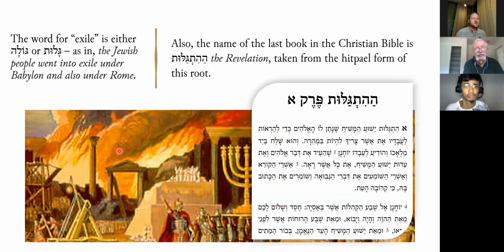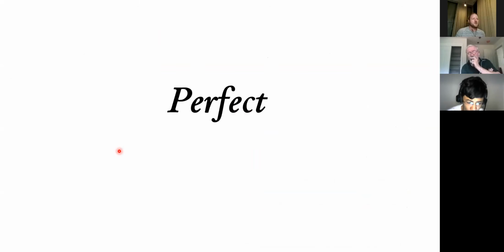This is the opening of the first chapter of the book of Revelation in Hebrew. It says, Hitgalut Yeshua Mashiach, Shenatan lo Elohim kidei la'arot la'avadav et asher tzarich liot bimhera. The revelation of Jesus, the Christ, that God gave him in order to show to his servants what must take place quickly or soon. This is the beginning of the revelation. That's what it's called, Hahit Galut, from our root that we're going to be looking at now, Gimel Lamed He, or Gimel Lamed Yod. So we're first going to look at the perfect.